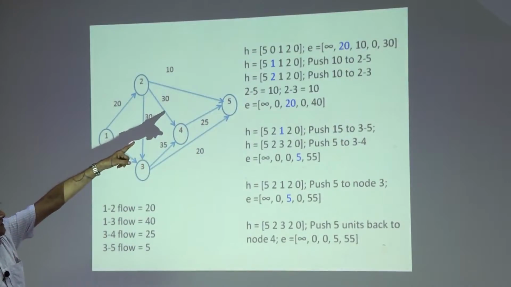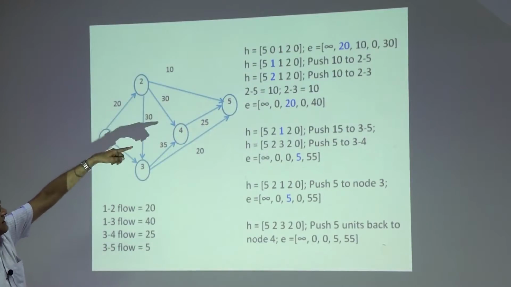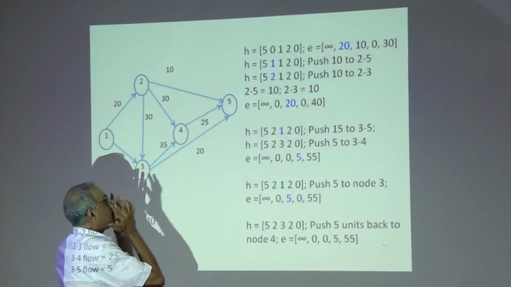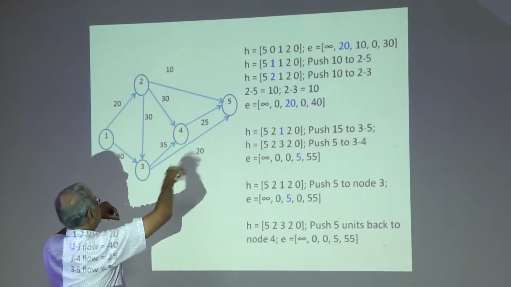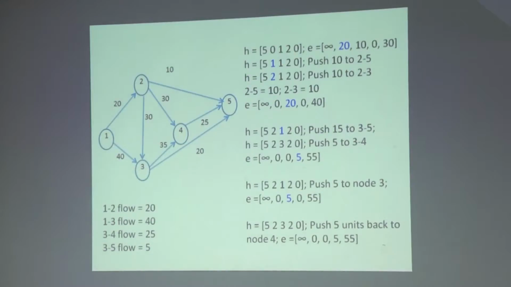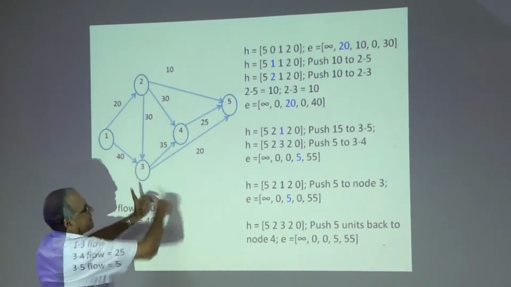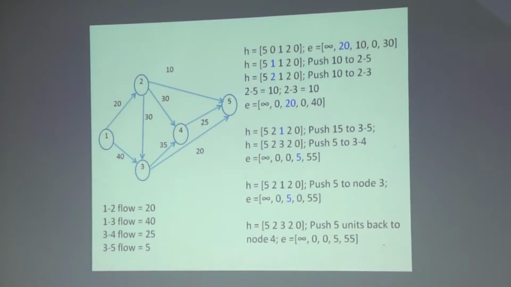So 5, 1, 1, 2, 0. So I have to push to 3. So I increase the height by 1 more and push 10 to 3. Now 3 is the fellow grappling with 20. Now it can push 15 from 3 to 5, because this height is 1 and this height is 0. And it still has remaining 5. If this has capacity, it will increase its height by 1 and push 5 to 3, 4.